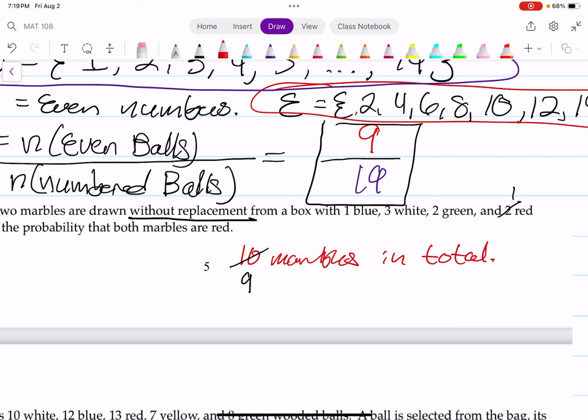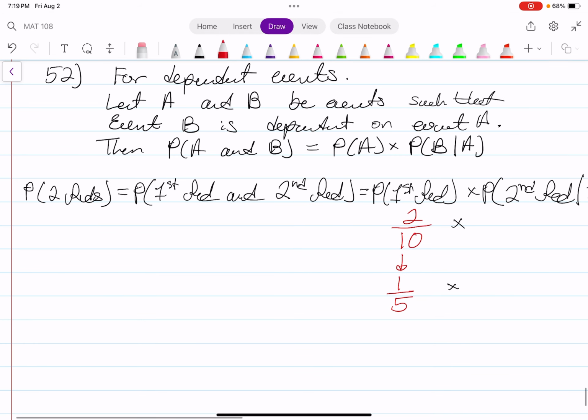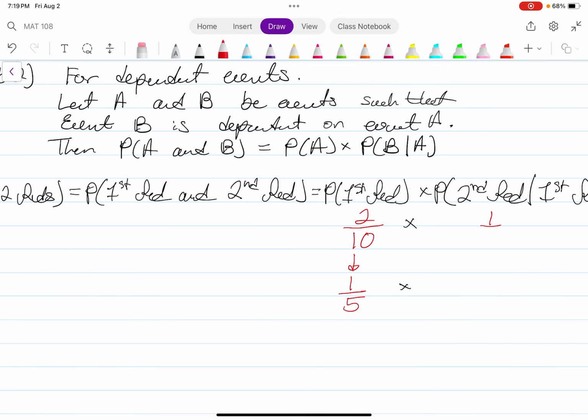So that means the probability that the second marble is red, given the fact the first marble was also red, that is 1/9. And that cannot be reduced any further. That is 1/9.